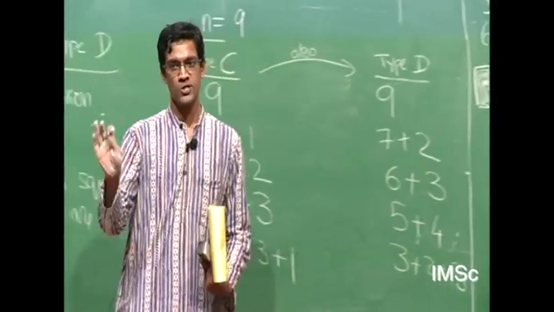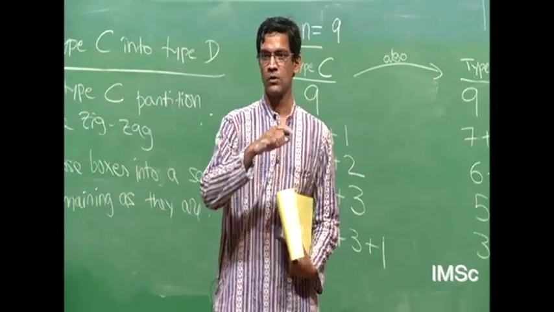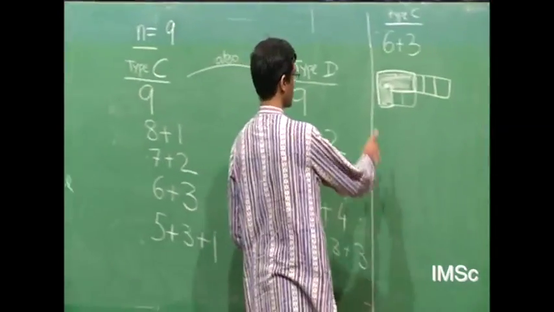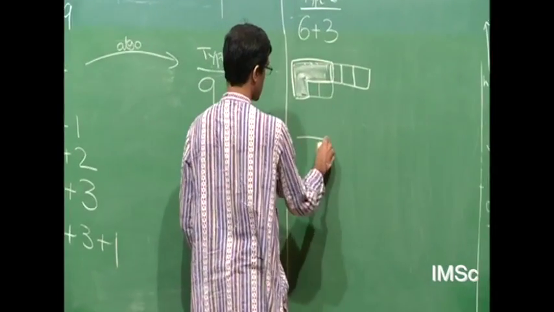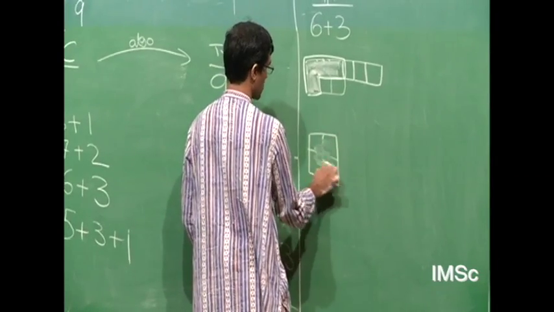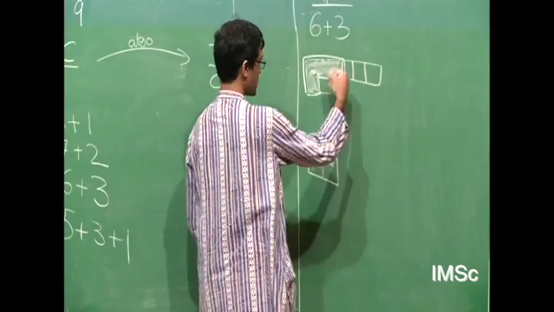Okay, so I have 4 boxes total. So what should I do? I convert the zigzag into a 2 cross 2 square. Okay, so I cut this out and in its place I write a 2 cross 2 square of boxes. So I write a 2 cross 2 square now. And now I paste the remaining as it is.